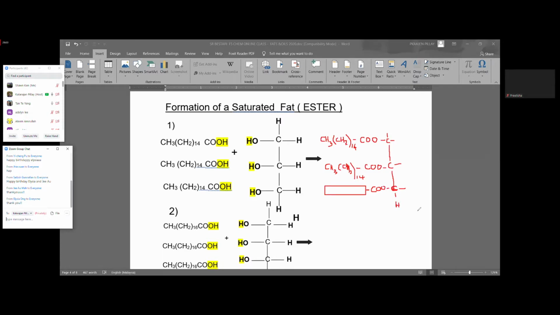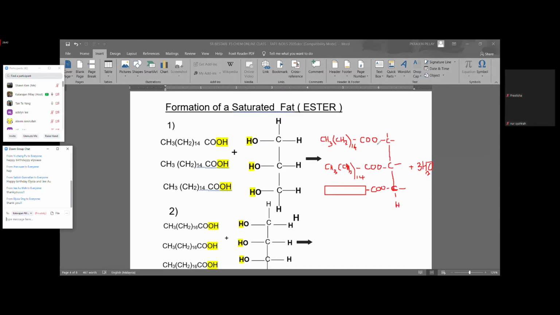Can you follow me? And then, of course, there's H and OH, so you have 3 molecules of water. So you're going to put 3H2O. This rectangle represents CH3, bracket CH2, close bracket 14, dash, then you continue with the COO. Voila. So this whole thing is a saturated fat, which is an ester actually, because remember there's a CO there.